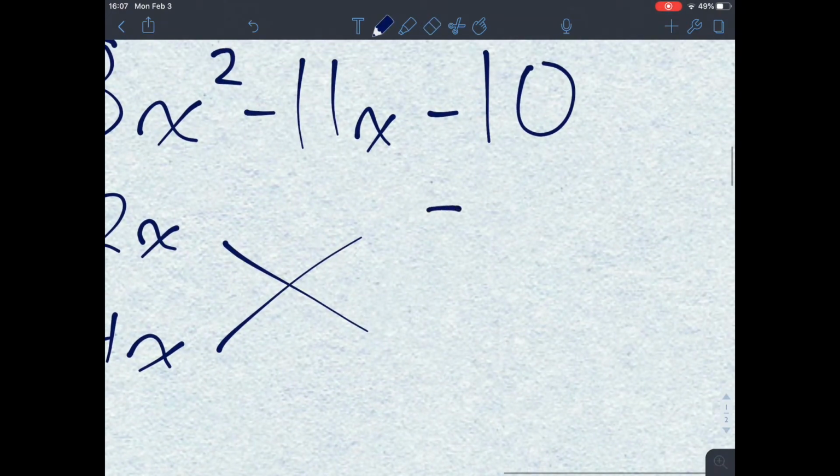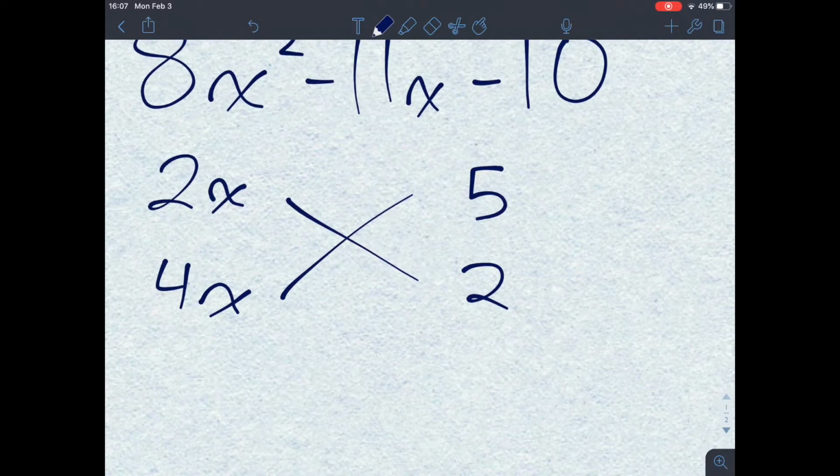What if we did 5 and 2? Well, 2 times 2 is 4, and 4 times 5 is 20, and I don't think you can get negative 11 from those numbers. What if we flip it around?